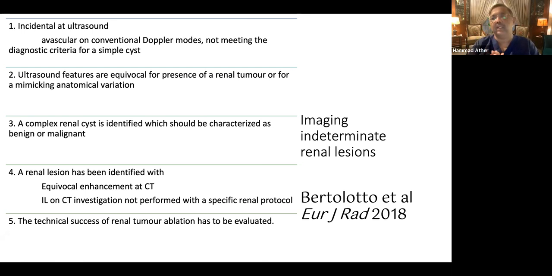So that thin line is sometimes there, and we are not able to characterize the complex renal mass as this or that, even on CT and MR.